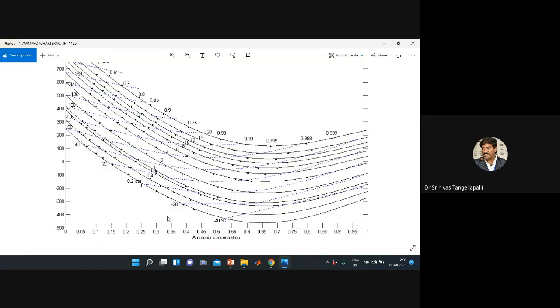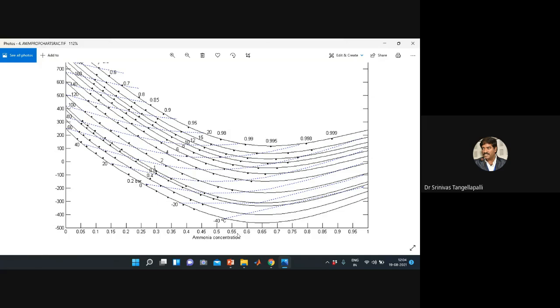Where is the pressure? These curves refer to the pressure. How are you seeing this? 0.2, 0.4, these are related to the pressure. The last curve, the upper curve, shows the high pressure, that is 20 bar. So from 0.2 bar to 20 bar, the pressure has been changed. You can refer to the pressure and the concentration.